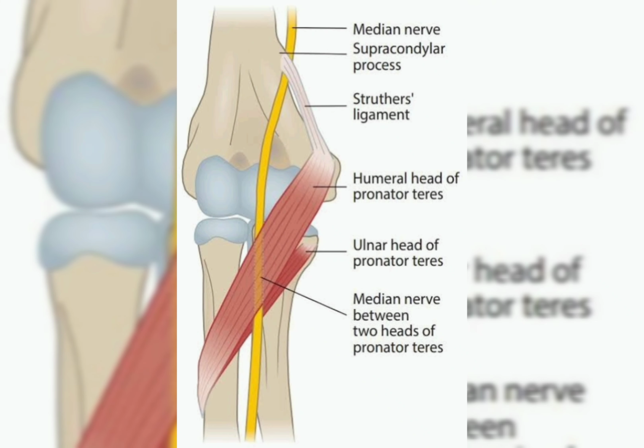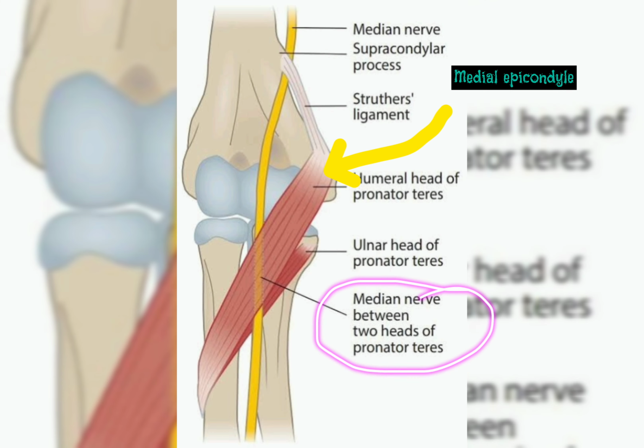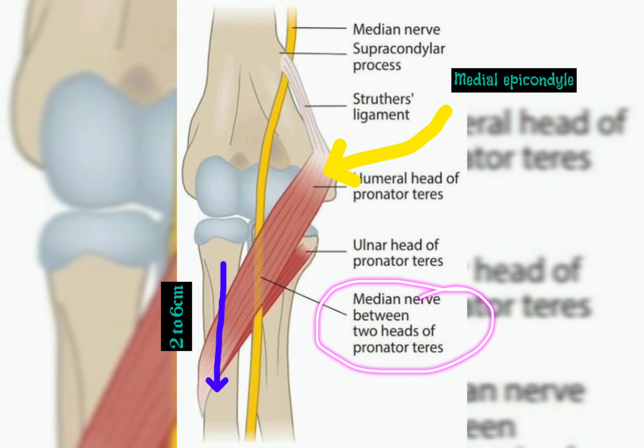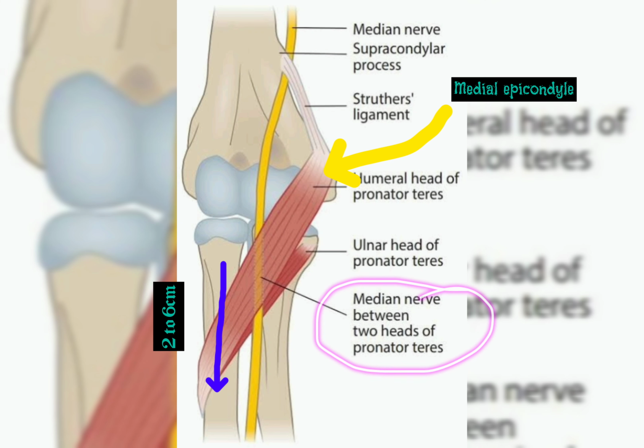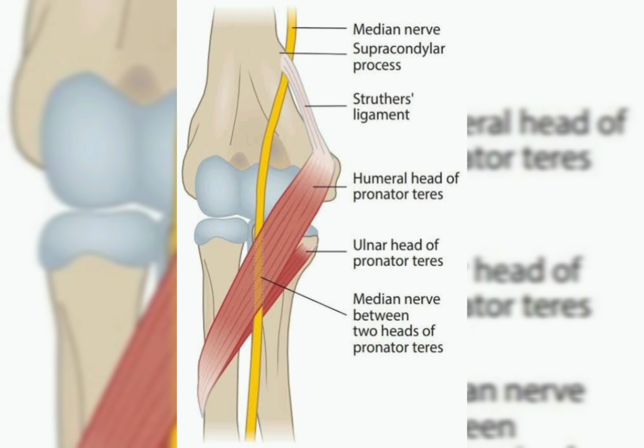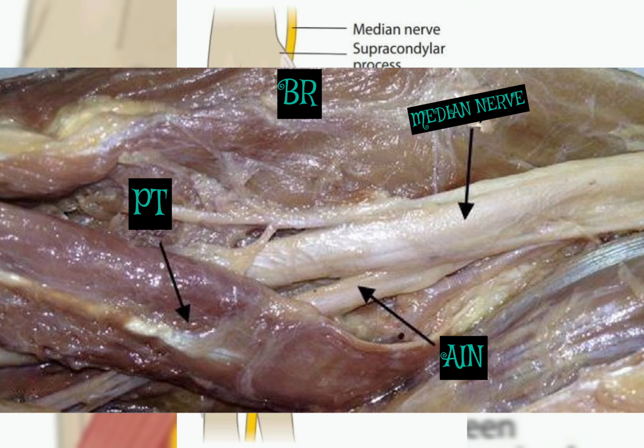The anterior interosseous nerve is a branch of the median nerve, typically arising 2 to 6 centimeters below the level of the medial epicondyle, as shown in the figure. Due to its inconsistent origin, a range is provided. In most cases, it arises from the posterior fascicles of the median nerve, as shown in the figure, although there may be variations in some individuals.